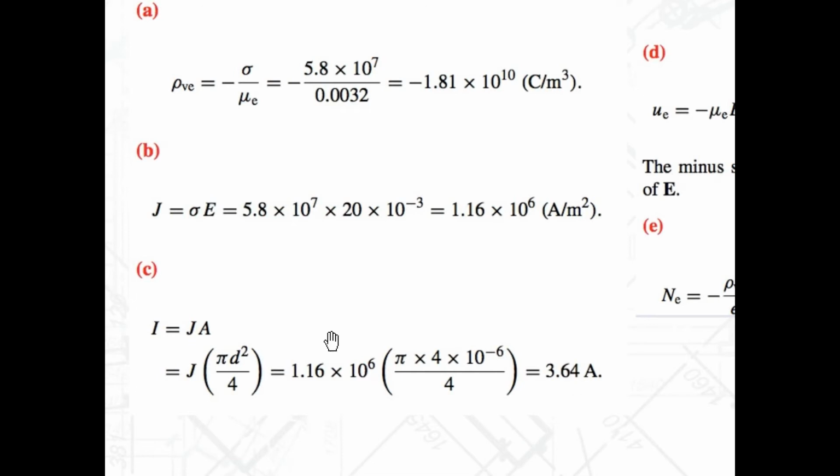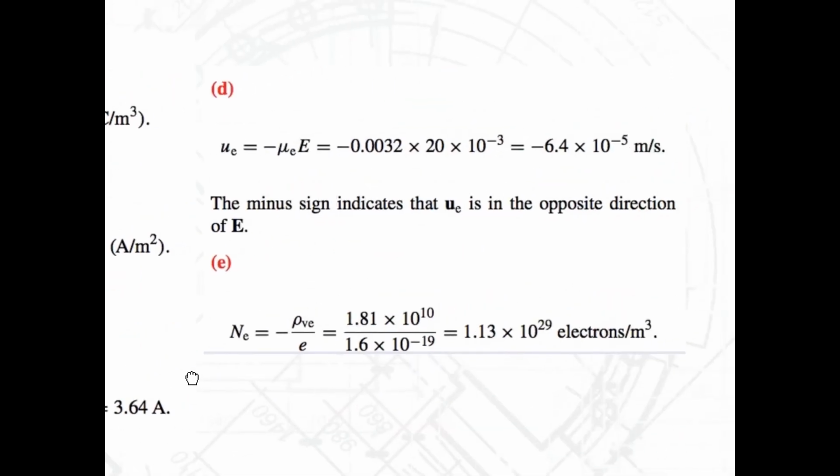All right, so here the total current. This is a wire that has uniform current density everywhere, so the I is just equal to J times the cross-sectional area, and J times pi r squared. I don't know why the book does pi d squared divided by 4. It's the same thing as pi r squared. And the total current here is 3.6 amps. The velocity is equal to the mobility times the electric field. This comes out to negative 6.4 times 10 to the negative 5 meters per second.